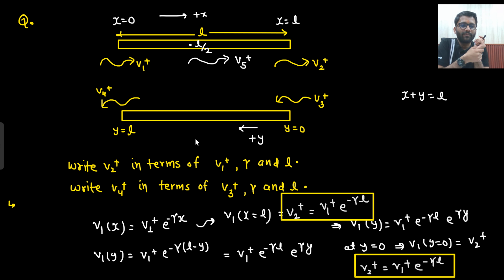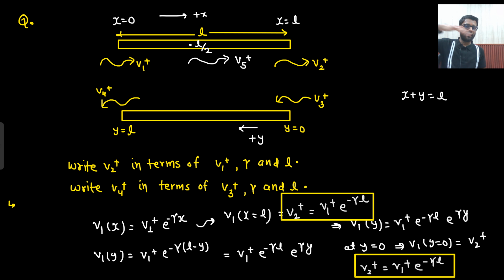Try doing it on your own. What I will say is that V5 plus is traveling, and when it travels down a distance of L by 2, it becomes V2 plus. So what will be your V2 plus? Your V2 plus will be: V5 plus traveling down a distance of L by 2 becomes V2 plus.